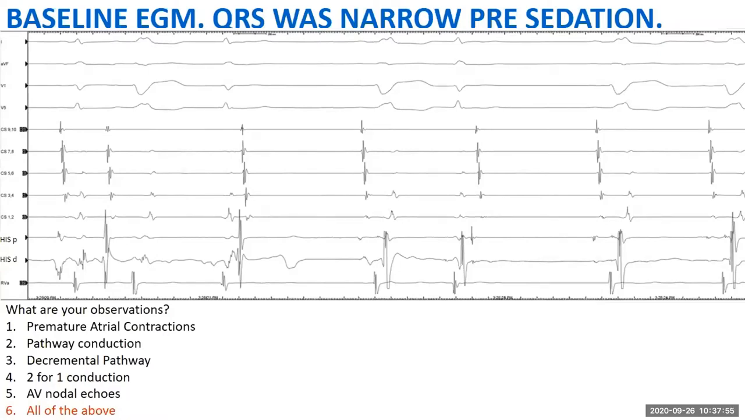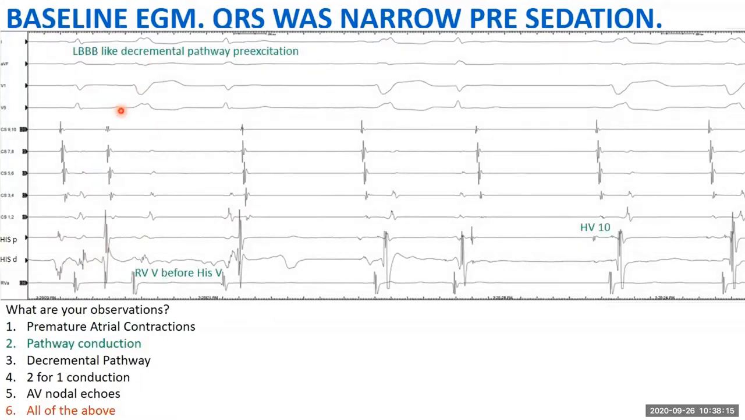Firstly, we see premature atrial complexes, which are likely catheter induced. We see early signals at the His catheter, and also a polarity change, indicating that the premature atrial complex arises from the catheter. The second EGM is also similar.